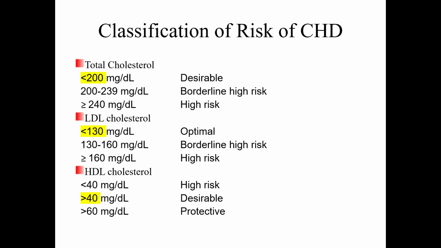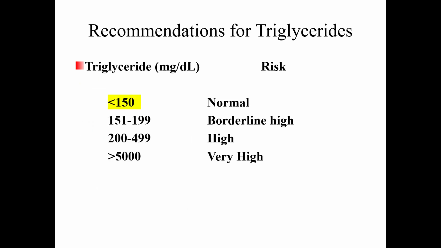For the classification of the risk for CHD, total cholesterol should be less than 200. If it's greater than 200, then we have a higher risk. For LDL, we're looking for it to be less than 130. For HDL, we're looking for it to be greater than 40. If it's greater than 60, then it's actually protective, but we want that number to be greater than 40. And for triglycerides, normal would be less than 150.